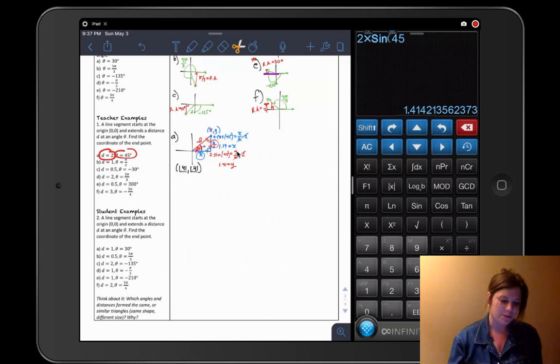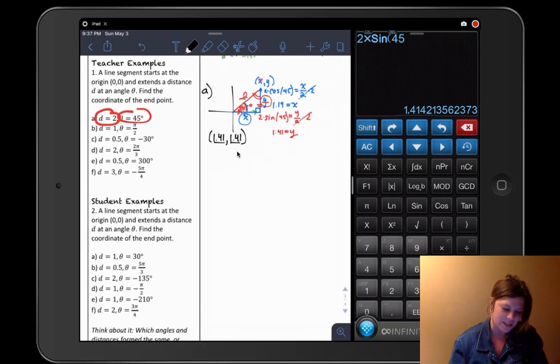Okay, let's keep going. We are going to do question B now. So question B is kind of interesting because it has the pi over 2. So question B, and let's take a look here.